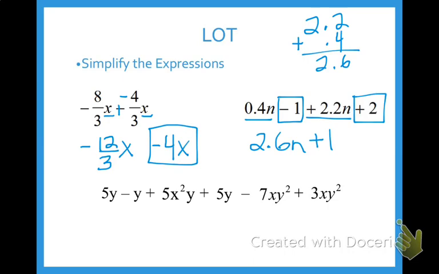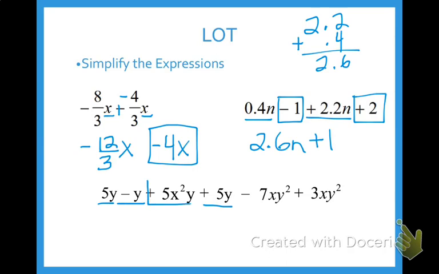Now this last one can look nice and complicated at first, but remember like terms is looking for the exact same variable. So I see a 5y to start. So I'm going to look for any other y. I see a second one there and a third. So I have three terms that have the variable of y.